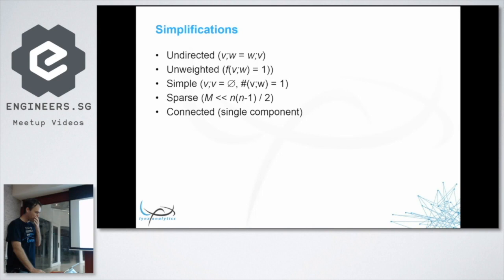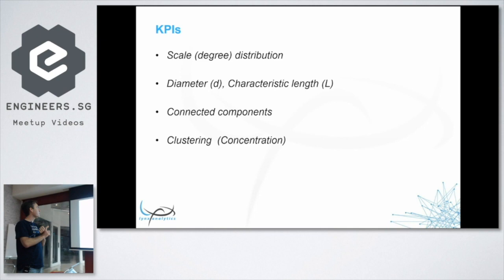Other KPIs we are going to use today are the degree or scale distribution. I told you what a degree is: every vertex can count how many edges it has. So I can build a distribution on that, calculating how many vertices have zero edges, how many have one edge, how many have two, and so on. And I can build a beautiful histogram and distribution on that. That distribution is super exciting, how it looks. We are going to check it in my example.